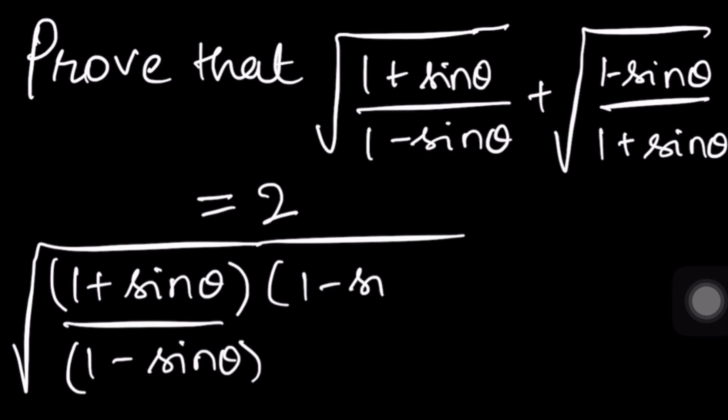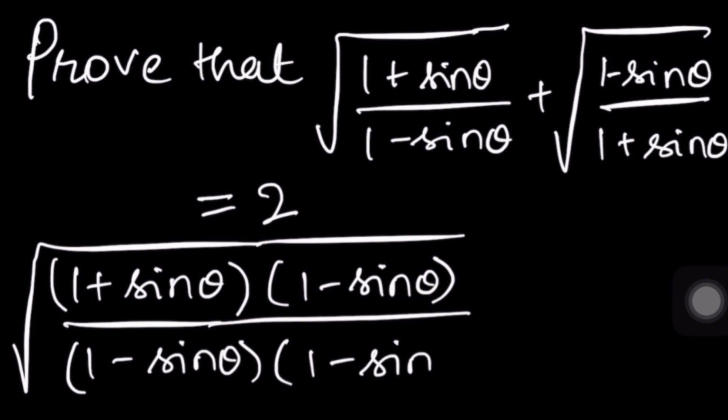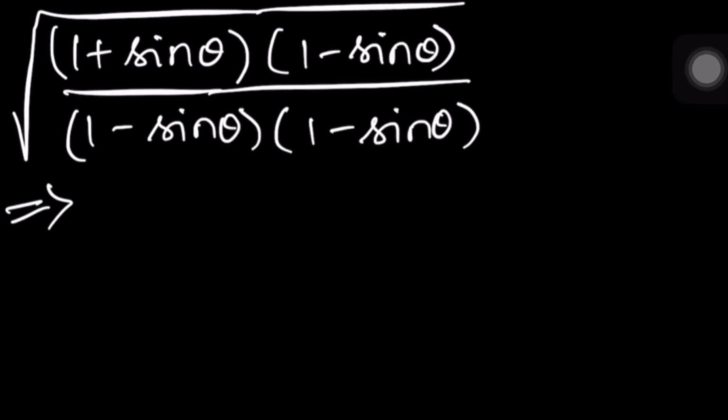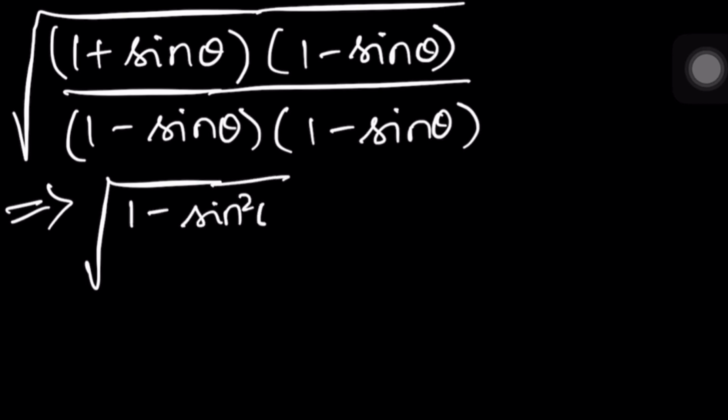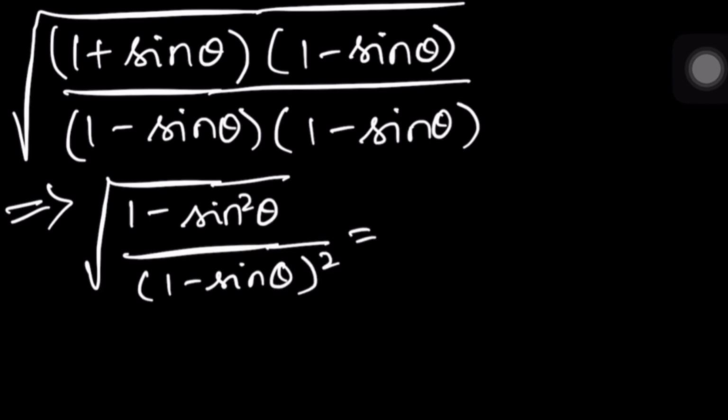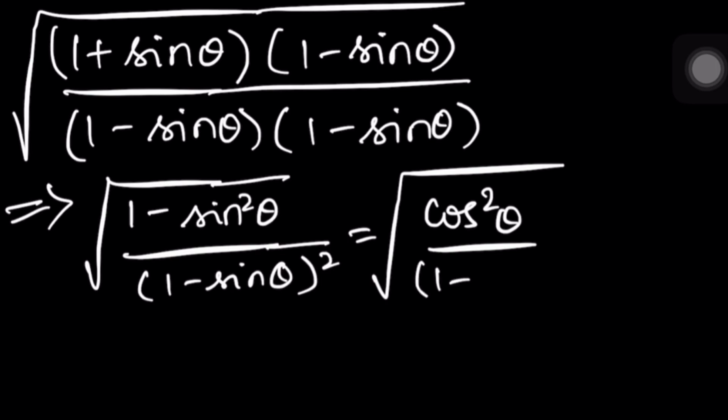So we get square root of (1 minus sin square theta) divided by (1 minus sin theta) whole square. Now I take the square root out and I have cos theta divided by 1 minus sin theta.